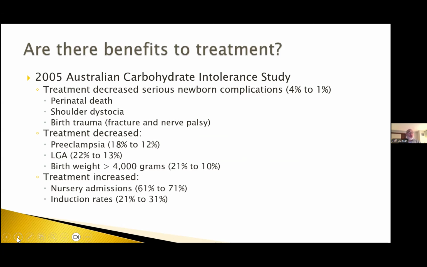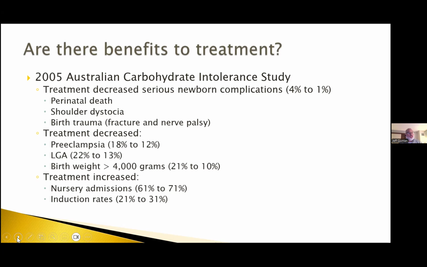Kind of looking at, are there benefits to treatment? There's a couple studies that I'll point out here. I'll start by saying the answer to that is yes. Probably the first large study that showed a significant improvement is the 2005 Australian study. They demonstrated that treatment decreased serious newborn complications from a total of 4% to 1% in patients that had gestational diabetes. Their primary outcomes for that study were perinatal death, shoulder dystocia, and birth trauma.